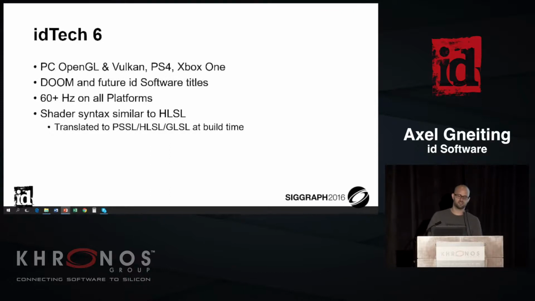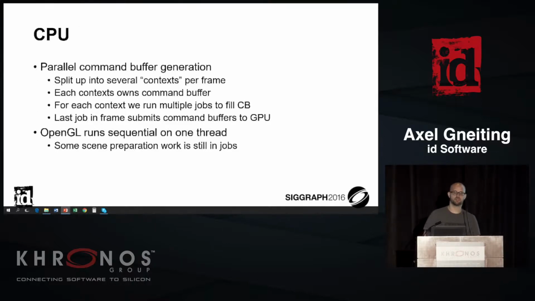So our ATX6 is currently running on PC with OpenGL, and now with Vulkan as well. We also have PS4 and Xbox One support, and it runs Doom and will also power future id Software titles. The design goal for the engine is it needs to be 60 hertz or more. Our shader syntax in the engine is similar to HLSL, and then we translate that to PSSL, HLSL, and GLSL at build time.